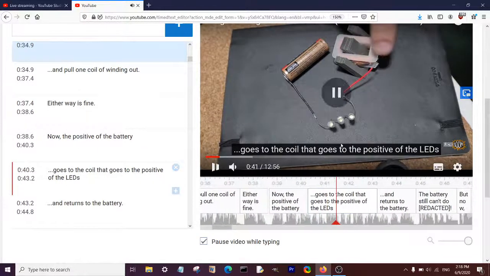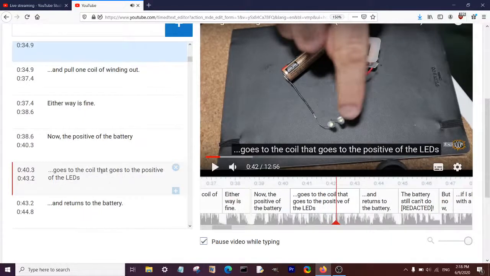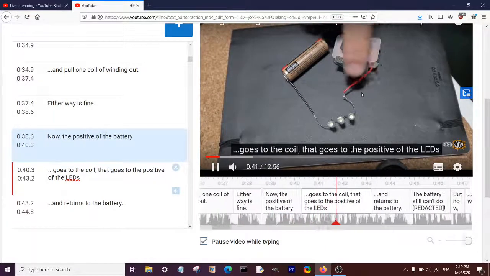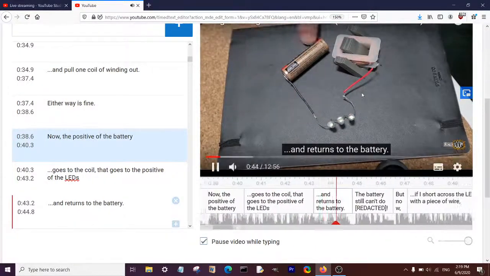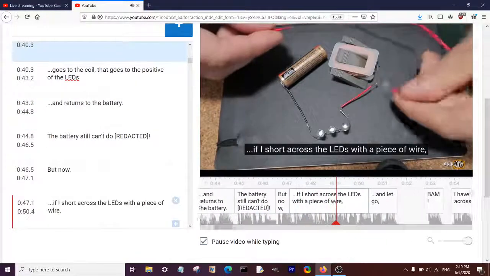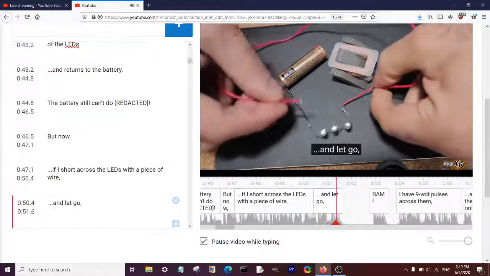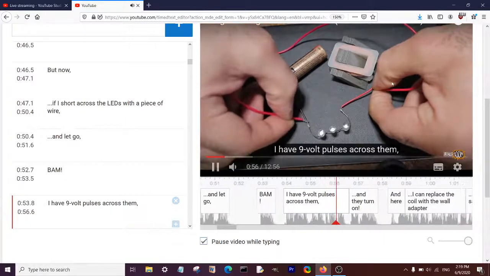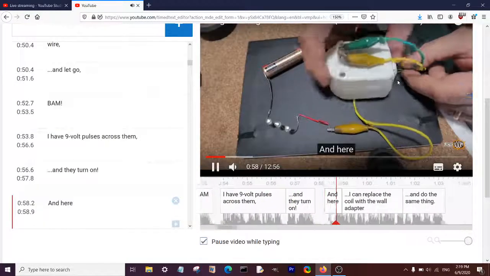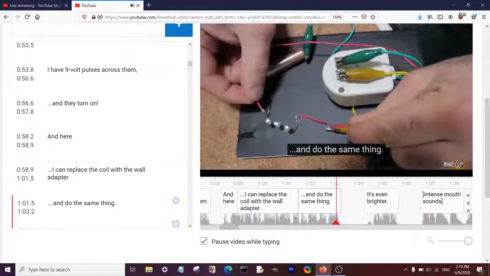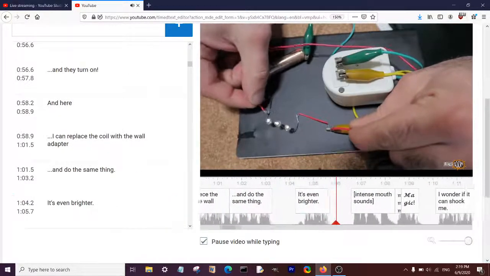Now the positive of the battery goes to the coil that goes to the positive of the LEDs and returns to the battery. The battery still can't do anything. But now, if I short across the LEDs with a piece of wire and let go, bam! I have 9 volt pulses across them and they turn on. And here I can replace the coil with the wall adapter and doing the same thing, it's even brighter.